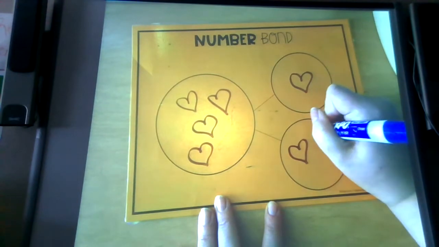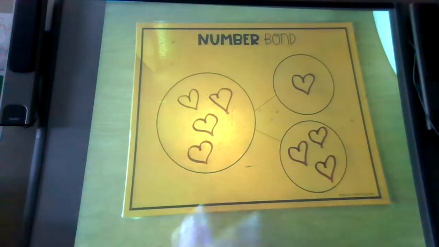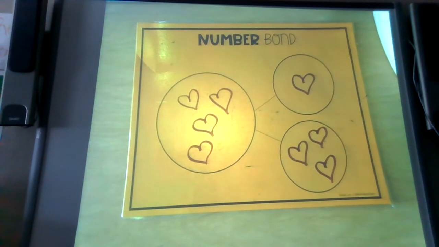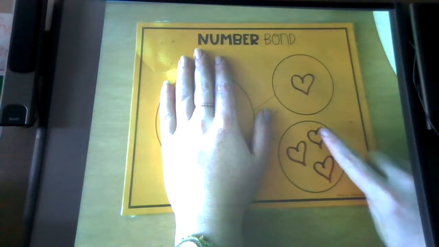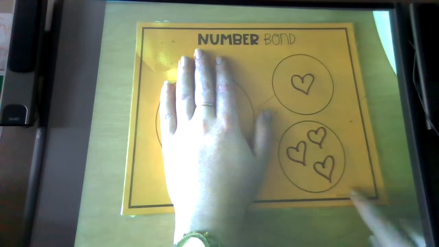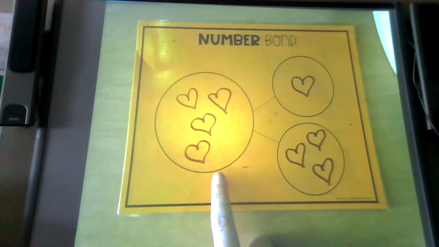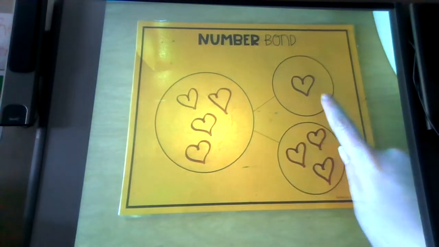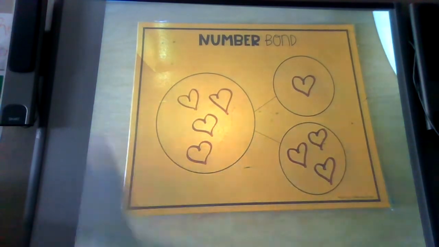1, 2, 3. Let's double check that we still have all 4 people. I'm going to cover that up. 1, 2, 3, 4. Our group of 4 people split into a group of 1 and a group of 3. Excellent. Let's try another one.